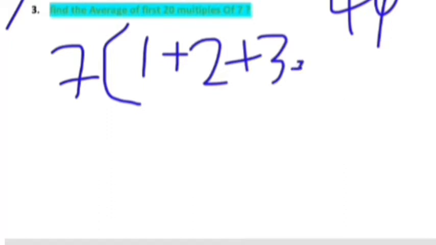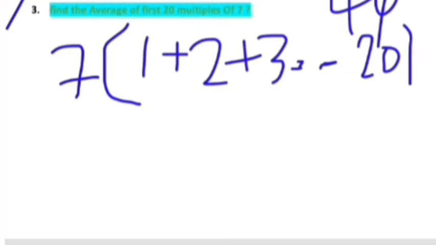First 20 multiples of 7 means 7, 14, 21, 28, 35, like that. If you want to calculate by that method, you end up wasting huge time. So apply the procedure we did previously, the sum of natural numbers formula. In 7, 14, 21, 28, 35, 7 is common, right? So I'm taking 7 as common for every number, and like this, we have the first 20 natural numbers.